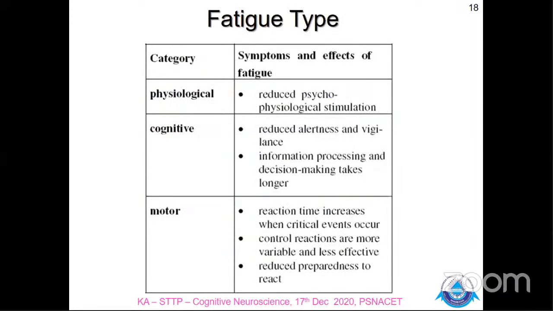We can categorize the symptoms and effects of fatigue. Physiological: reduced psychophysiological stimulus. Cognitive: reduced alertness and vigilance level, information processing and decision making take longer. Motor: reaction time increases when critical events occur, control reactions are more variable and less effective, and the preparedness of the reactor is reduced.